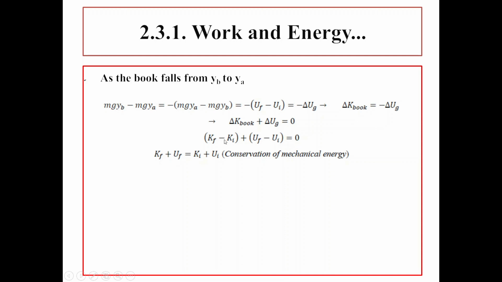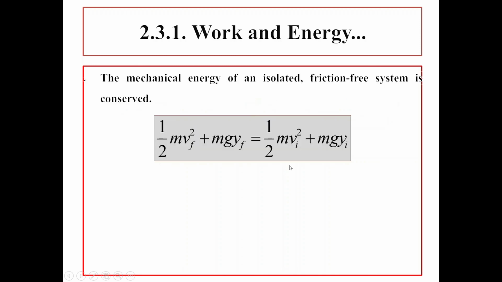So K initial takes this minus sign to the right side, and it becomes plus. This is minus, when it goes to the right side it becomes plus. So K final plus U final is equal to K initial plus U initial. So this is the conservation of mechanical energy. Mechanical energy at point A is equal to mechanical energy at point B. That's why we say that the sum of the kinetic and potential energy at any point is equal to the initial point or the final point. So all are the same. That's why we say this is the conservation of mechanical energy.